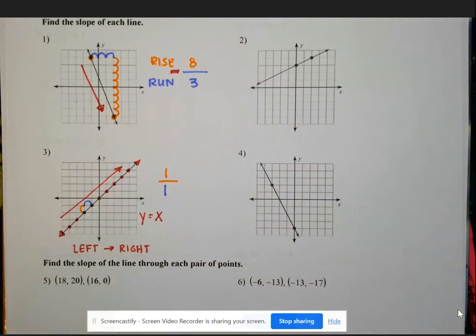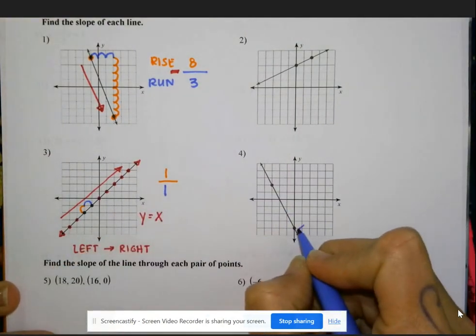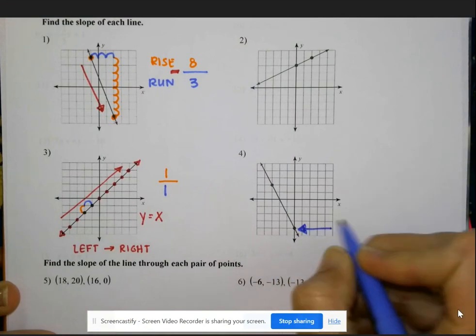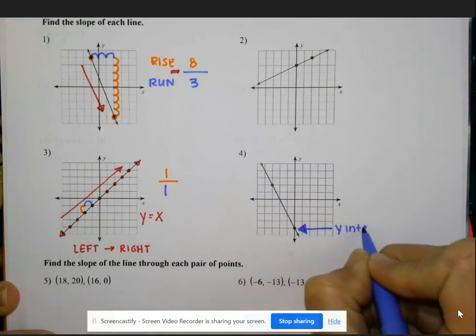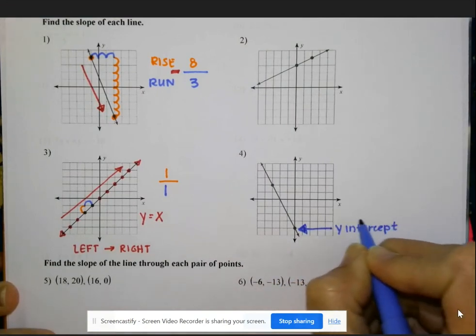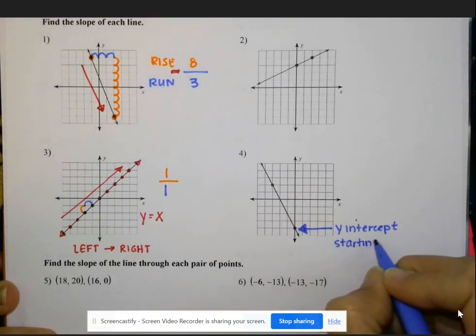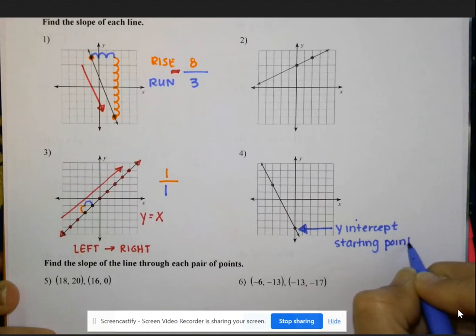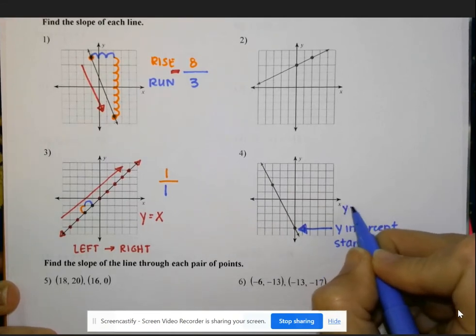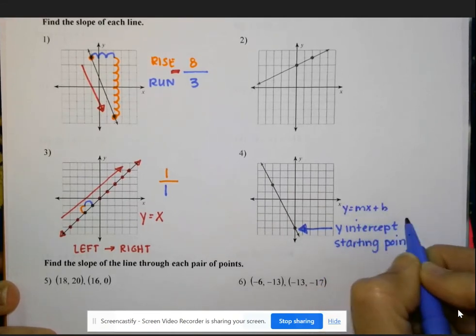Before I move off the graphs, one big call out, because it takes me a little while to get everybody on the right page. Y-intercepts. This would be our y-intercept. It's where the graph touches the y-axis. This is also known as your starting point. And it's the b value in y equals mx plus b. So that guy.